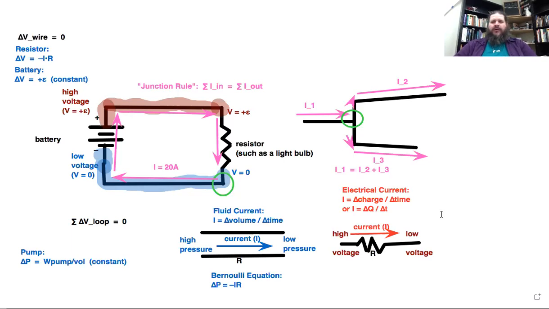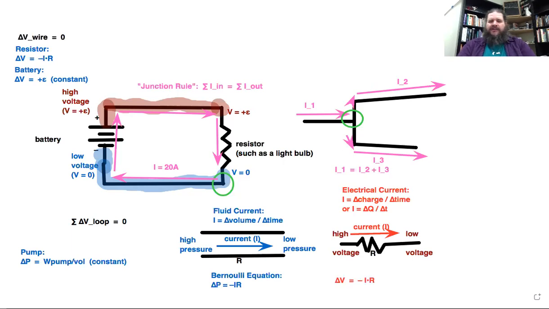It's measuring a different thing. It's measuring how many coulombs of charge flow past per second instead of measuring how many cubic meters of volume flow past per second. But it's still a rate of change in what's flowing over time. So it can still be analyzed in exactly the same sort of way. And the equation relating those is almost exactly like this simplified Bernoulli equation. It's just that instead of pressure, we're talking about voltage. Instead of fluid current, volume per second, we have electrical current, charge per second. And we also still have times R.